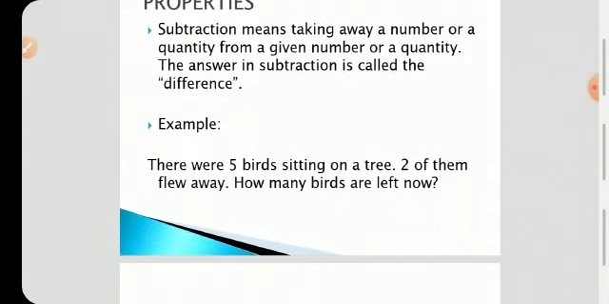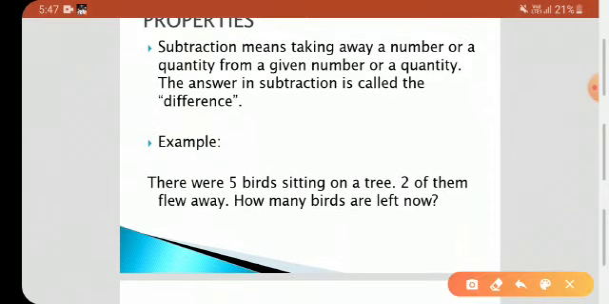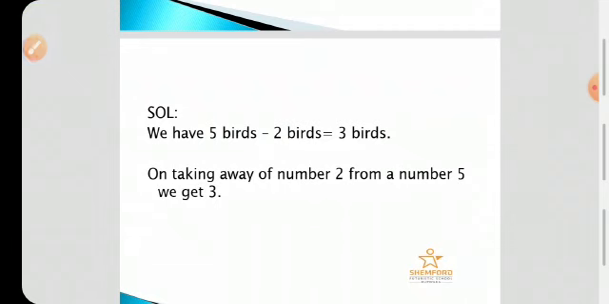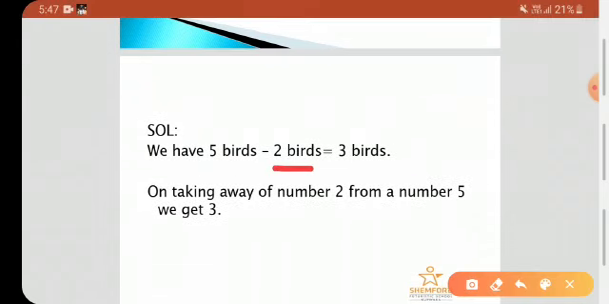There are 5 birds sitting on a tree. 2 of them flew away. How many birds are left now? If there were 5 birds, and 2 birds flew away, that means when we subtract 2 from 5, we will get the number 3. That means on taking away the number 2 from the number 5, we will get the number 3.